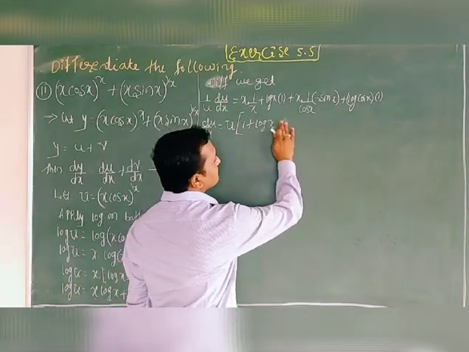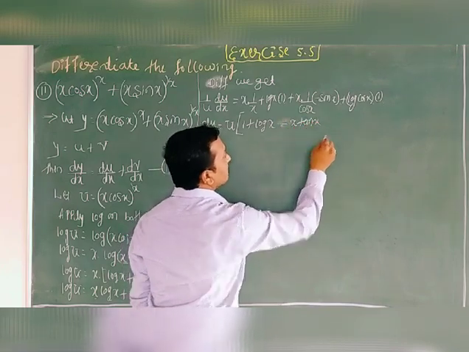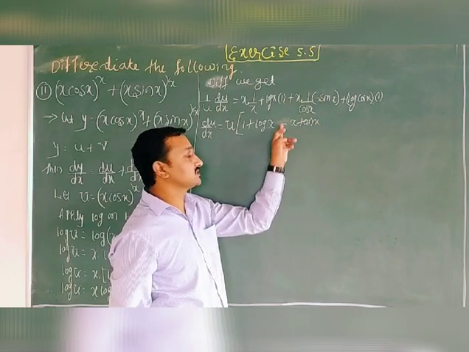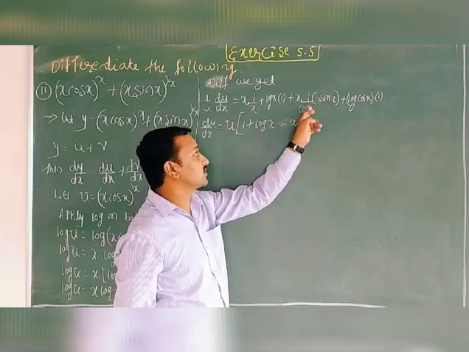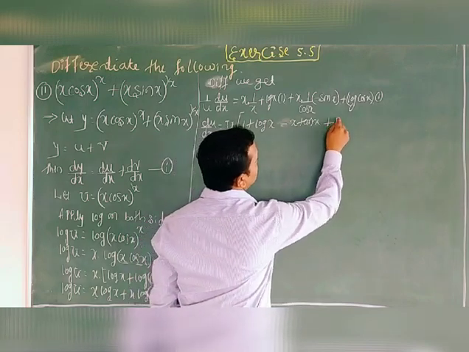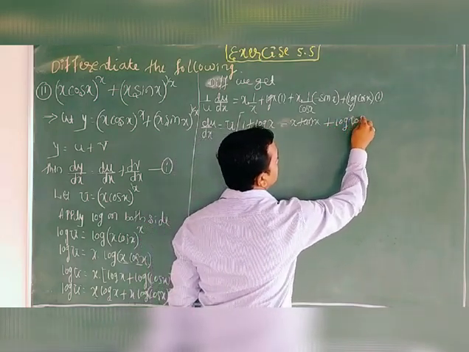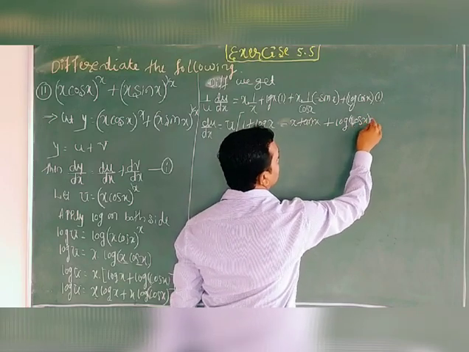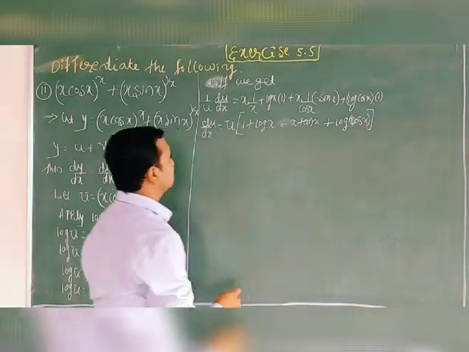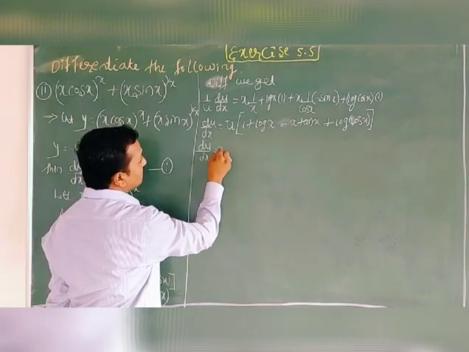this is minus x into tan x, because minus into plus becomes minus, and sin x divided by cos x is tan x, and x is kept as it is. Okay? And the last term is plus log of cos x. Clear that?